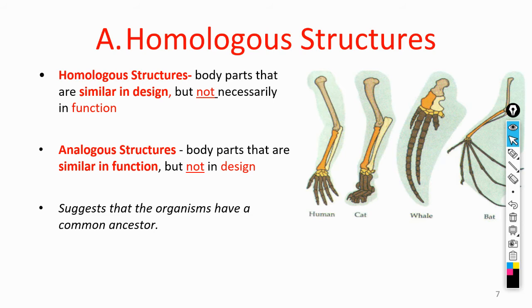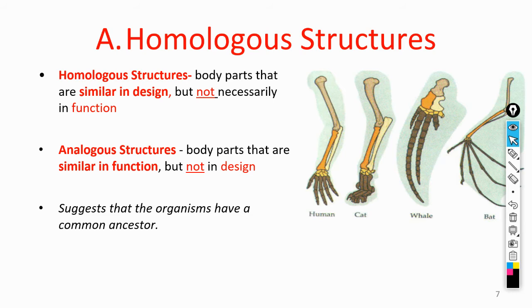Analogous structures, second bullet: body parts that are similar in function, but not in design. We don't have a diagram of that up here, but an example, sticking with the bat, would be bat wings and insect wings. Bats are mammals and they have bones. Insects do not have bones, but they both have wings, which have the same function, which is flight. That would be an example of analogous structures.